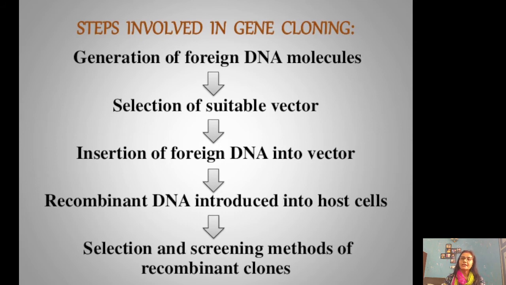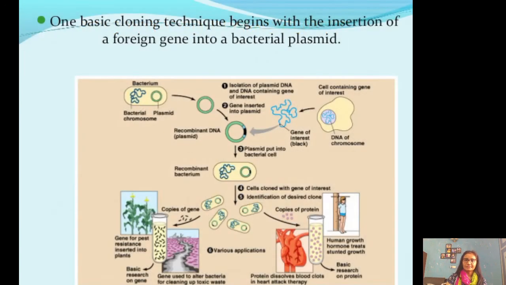After the multiplication of the host cells, we isolate these bacterial cells or plant cells in which we cloned the DNA, or in which we transformed the vectors containing DNA. Then we select the specific plasmids, or screen these plasmids, isolate these recombinants, and use them for disease control or gene therapies.